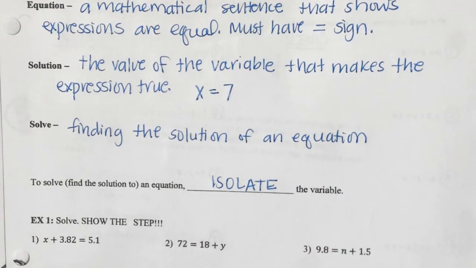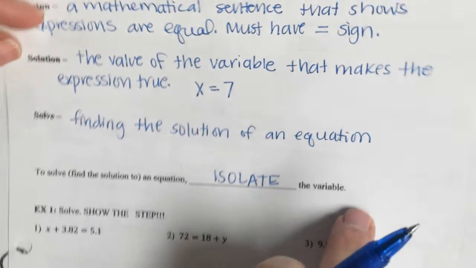If you isolate something, what does that mean you do? You leave it. Very good. Say it again. Put it by itself. So that's our goal, is we want our variable by itself. Okay? We want it on one side of the equal sign with nothing else.